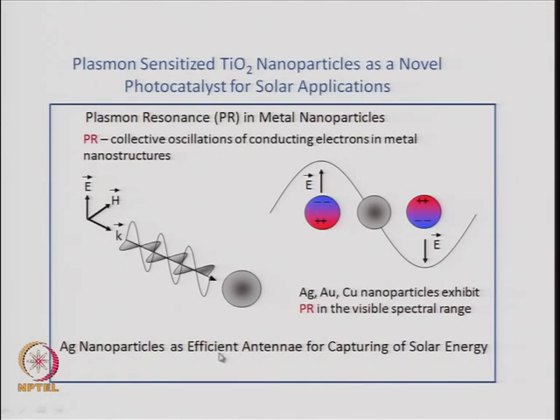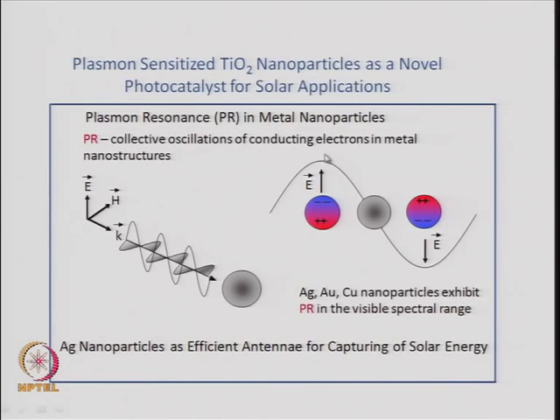And then this excitation acts like an antenna, the metal particle acts as an antenna because this collective oscillation is generated by trapping the visible light energy or the solar energy, and then it can enhance the catalysis of TiO2. Once the silver nanoparticle which is doped on top of TiO2 acting as an antenna catches the visible light radiation, and then it can create electrons and holes in the TiO2 to which it is connected.